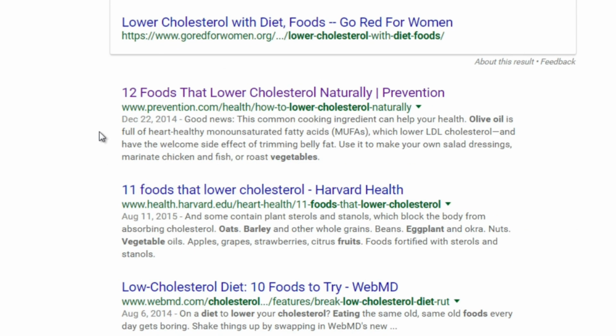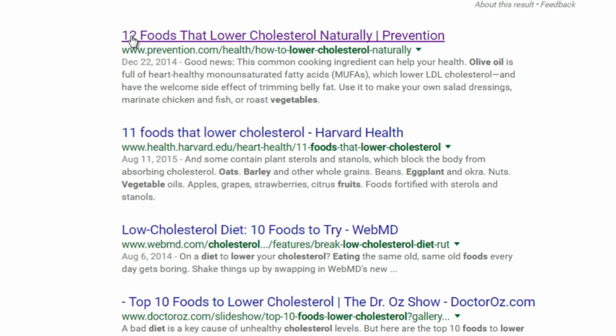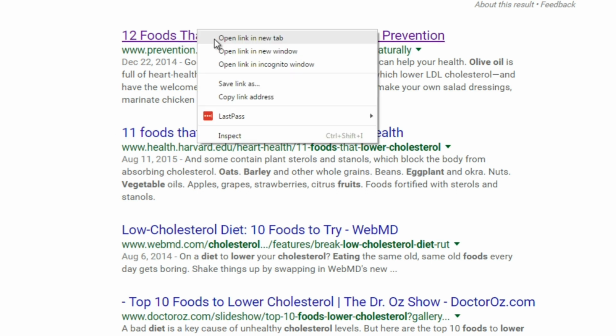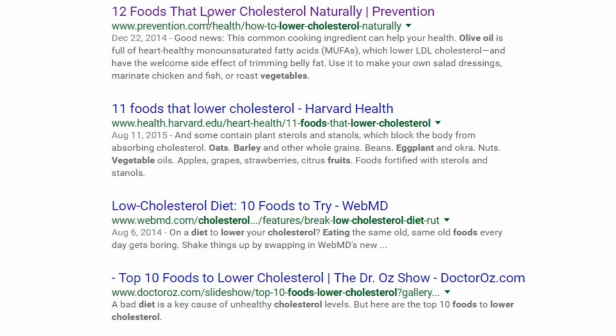So if we scroll down, we can see top 12 foods that lower cholesterol. And you'll notice a lot of articles are moving towards 12 things or top 10 things that lower your cholesterol, or top 10 different types of cardiovascular exercises that allow you to lower your cholesterol, or even top 10 foods that you can still eat that are tasty and can lower your cholesterol. So let's just click through here. We'll click this one here, and let's just start from there.